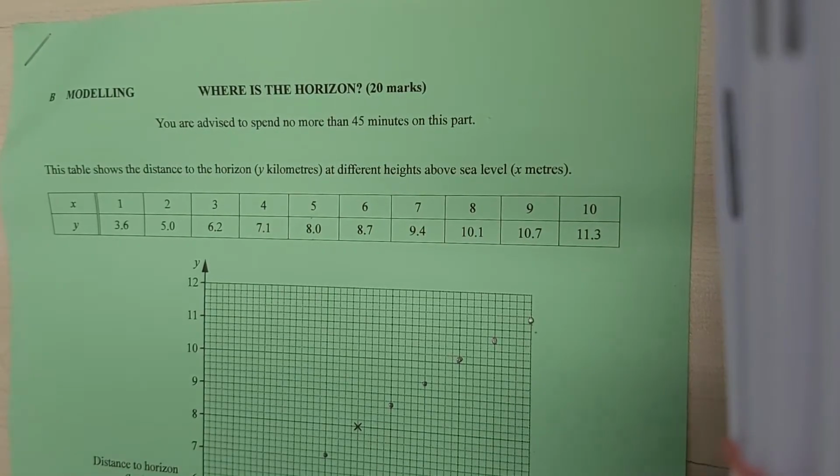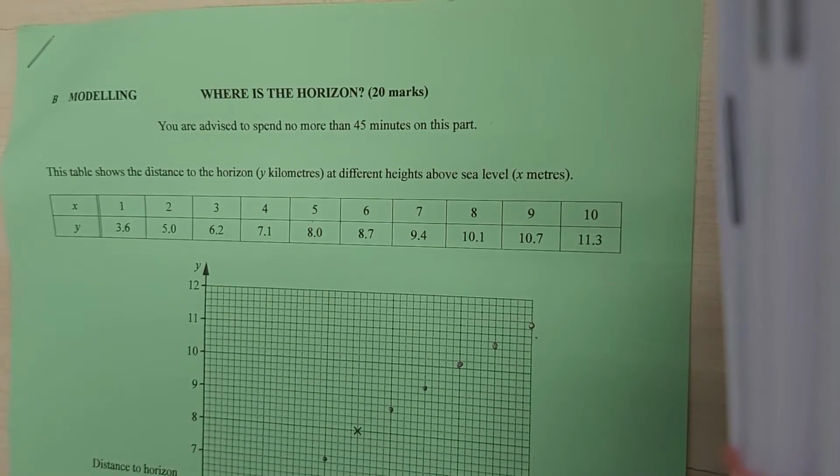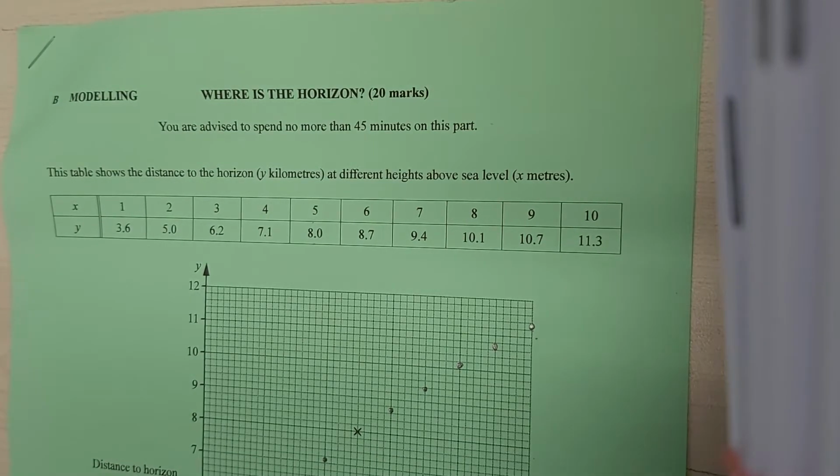In this video, I'm going to be taking a look at the Where is the Horizon IGCSE modeling task. That's part B, the second part of Paper 6, from June 2015, version 2. I'm going to go question by question, so this will be in separate videos.